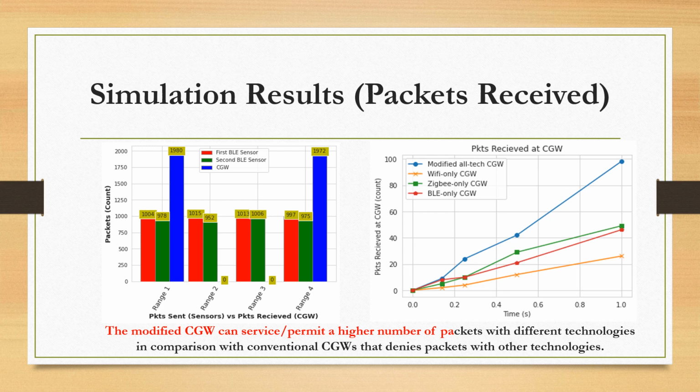The modified capillary gateway can service and permit a higher number of packets with different technologies in comparison with the conventional gateways that deny packets with other technologies. And this is also obvious in the second chart, where the modified gateway has collected a higher number of packets.